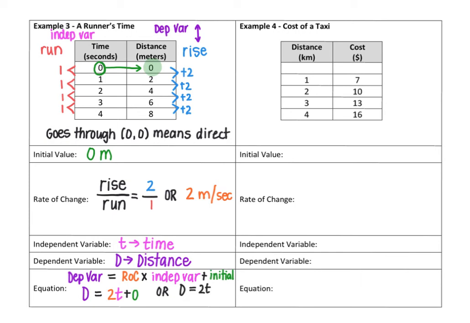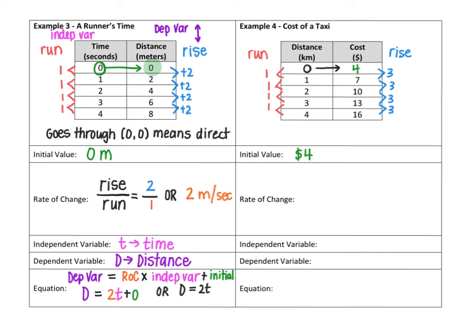In example 4, we can't find the initial value directly in the table of values because we don't have a value of 0 in our independent column. We could count up, though, in order to find it. We can notice that the run is going up by 1 and the rise is going up by 3. So if we need to start at a number and add 3 to get to 7, we know that this number must be 4. So our initial value will be a cost of $4.